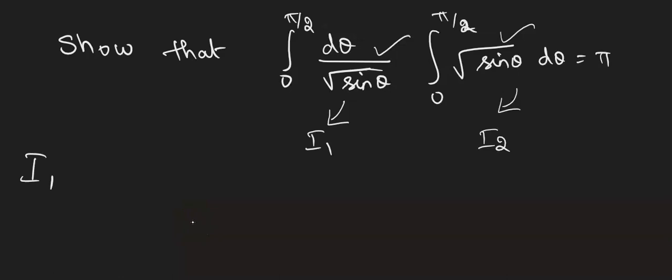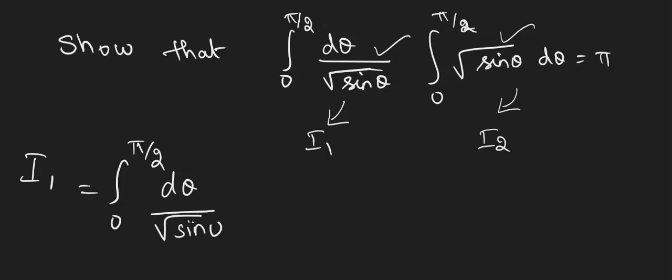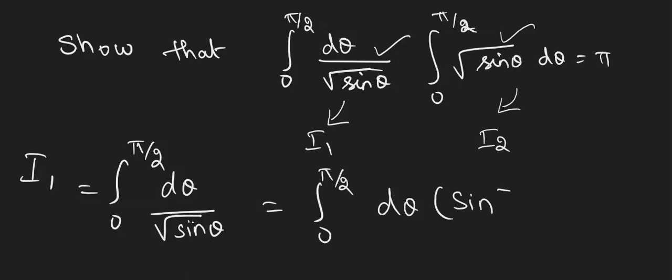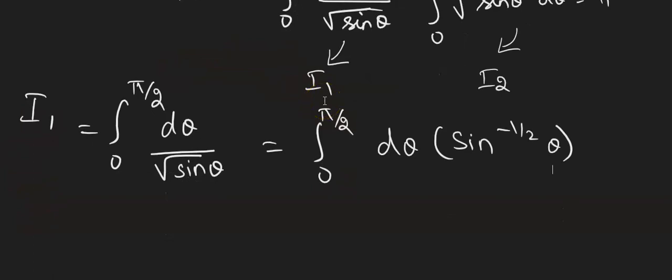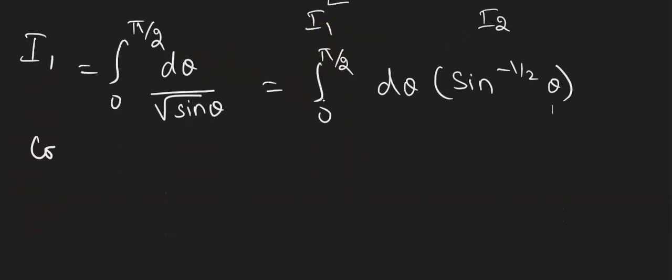So I'm going to write I1 is equal to integral 0 to pi by 2 d theta divided by root sin theta. I am going to bring the sin theta to the numerator, so it will become sin power minus 1 by 2 theta, because root sin theta is sin power 1 by 2. If it comes to the numerator, it is sin power minus 1 by 2 theta. I am going to compare it with the formula.